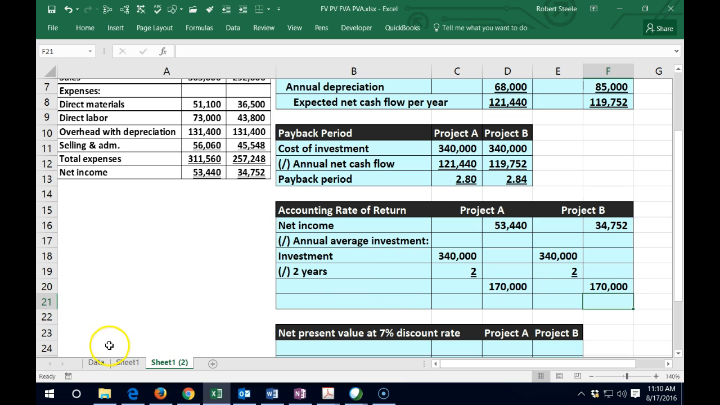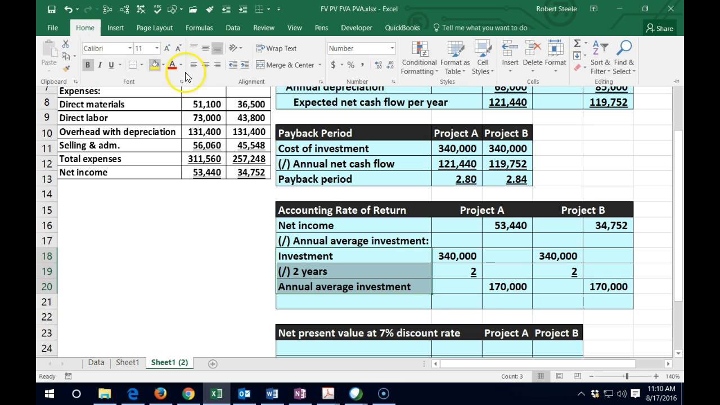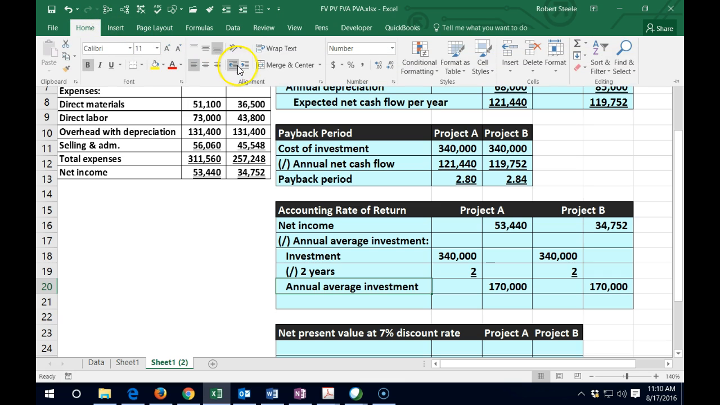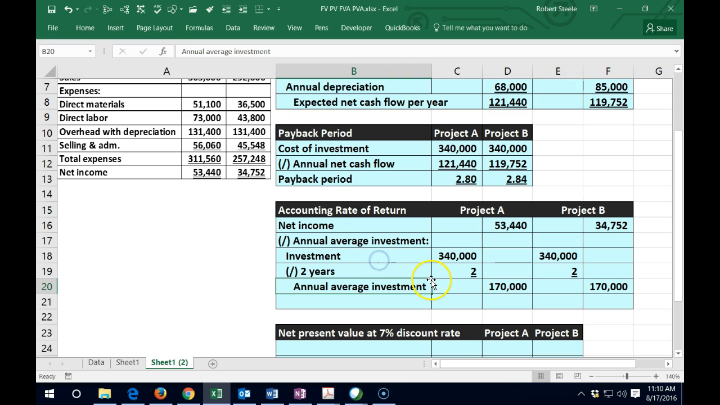So that's going to be our average. So there we have that. I'm going to go ahead and highlight these. I'm going to go to the Home tab. I'm going to indent that. I'm going to go to this one here. I'm going to go to the Home tab. We're going to indent that again. And there we have that.